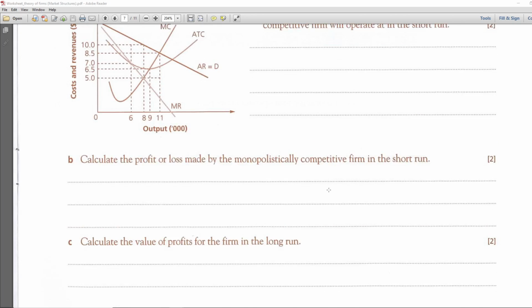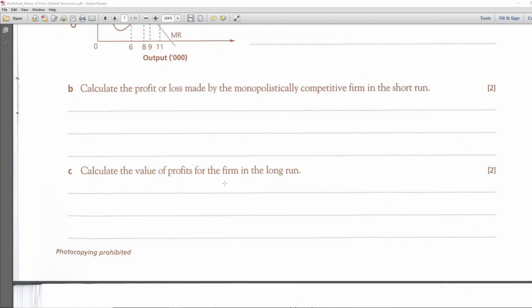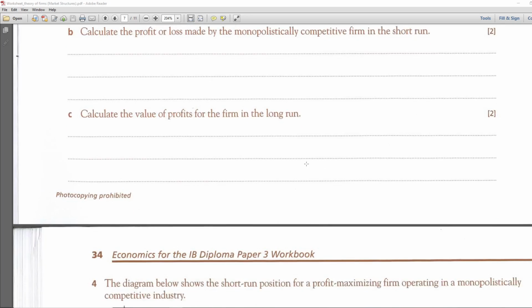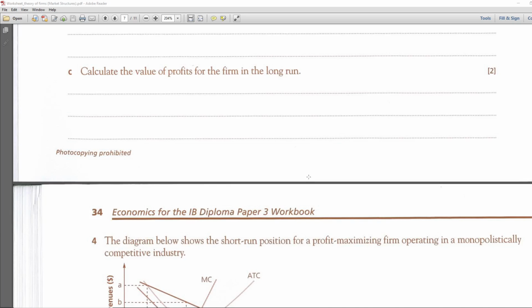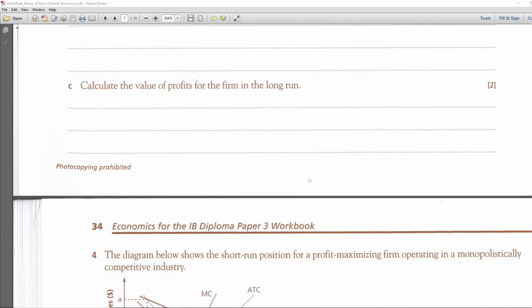So what is it going to be? If you are answering this question, the value of profits for the firm in the long run, Talia, that's right, it'll be zero. But can you tell me the reason as well, why it will become zero? That's the result, zero means normal profit, but the reason why it will earn a normal profit is that more firms will come in. There will be more entries from other firms.